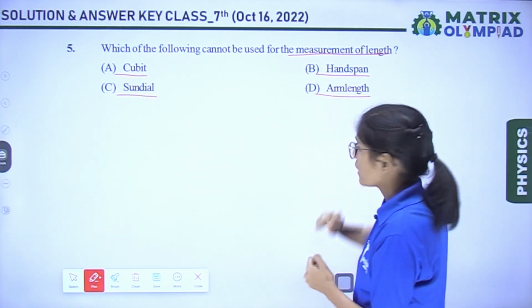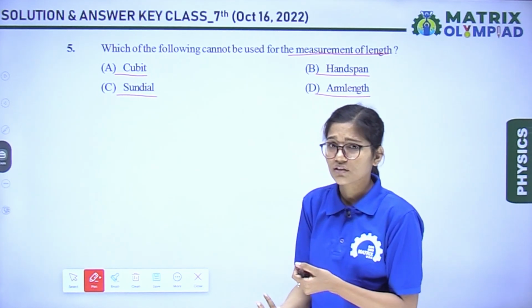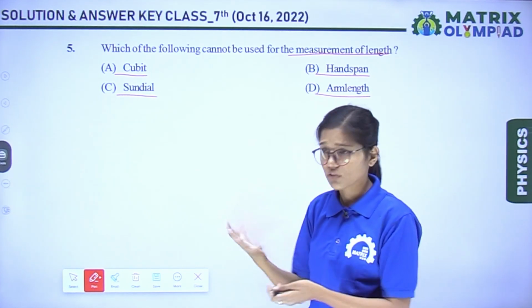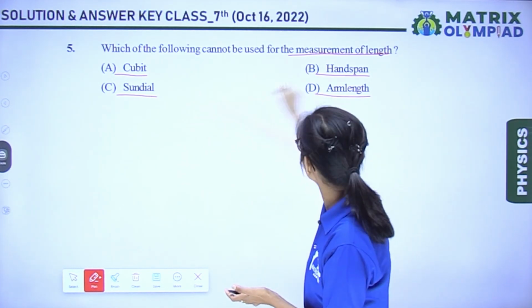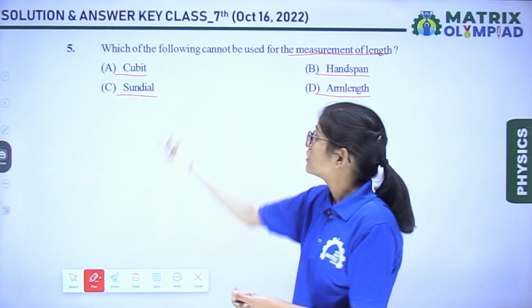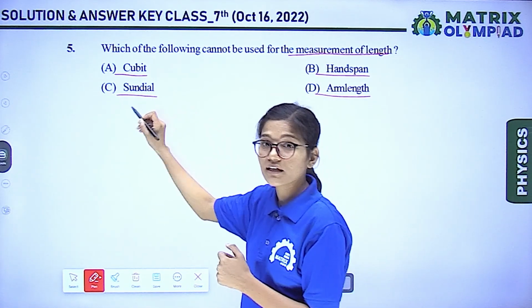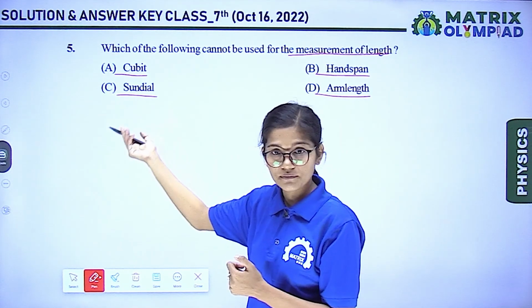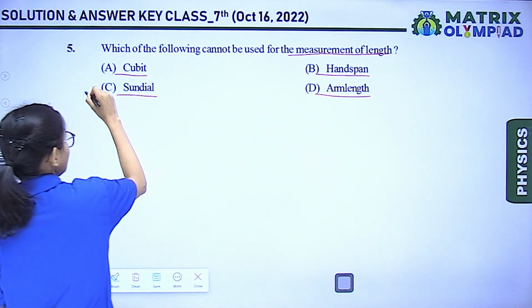And if I'm talking about the handspan, for example, you want to measure something and you don't have anything, then you start to measure like this. So this method is handspan. And arm length, everybody knows, is used to measure the length of any object. But the sundial is used to measure time. So basically, the one not used to measure the length of any object is the sundial.